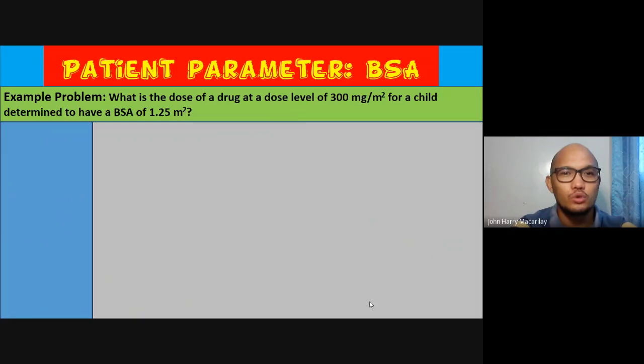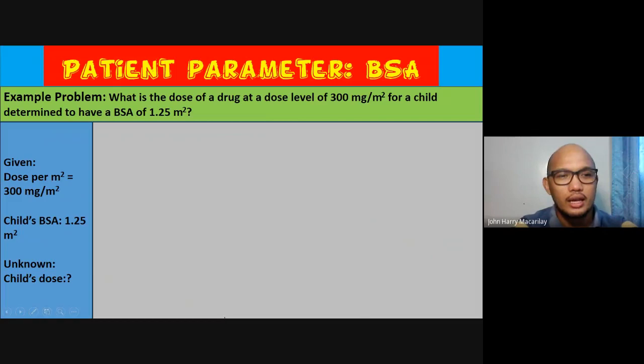Next problem. So what is the dose of a drug at a dose level of 300 milligram per meter squared for a child determined to have a body surface area of 1.25 meter squared? So would it be higher or lower than 300 milligram? So let's write now the given and identify the unknown. For this particular one, the given is the dose per meter squared, which is 300 milligram per meter squared, and the child's BSA is 1.25 meter squared, and the unknown is the adjusted dose for this particular patient or child.